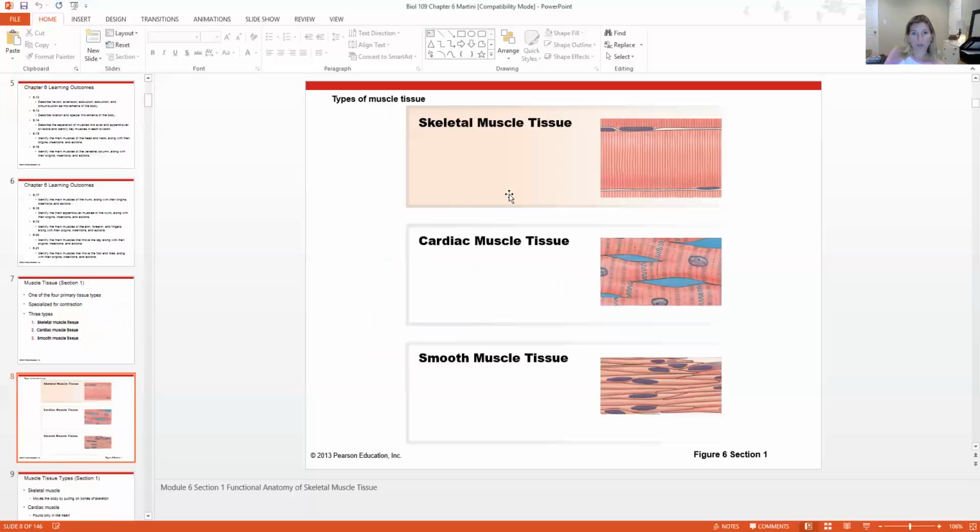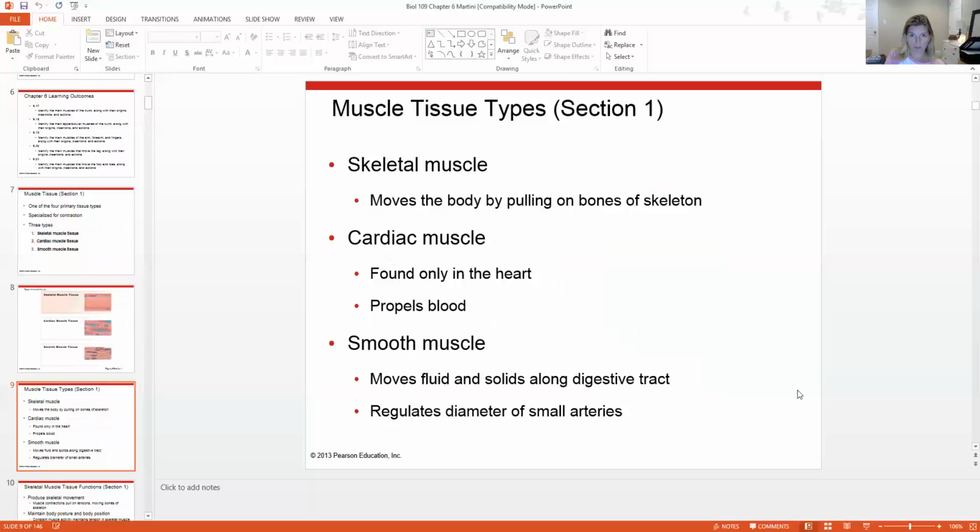Skeletal muscle is noted because it is striated or has stripes, as you see in this picture. Cardiac muscle has intercalated discs. The muscle fibers are actually branched. And smooth muscle has no striations. The cells are spindle-shaped and are not as well organized as in skeletal and cardiac muscle.